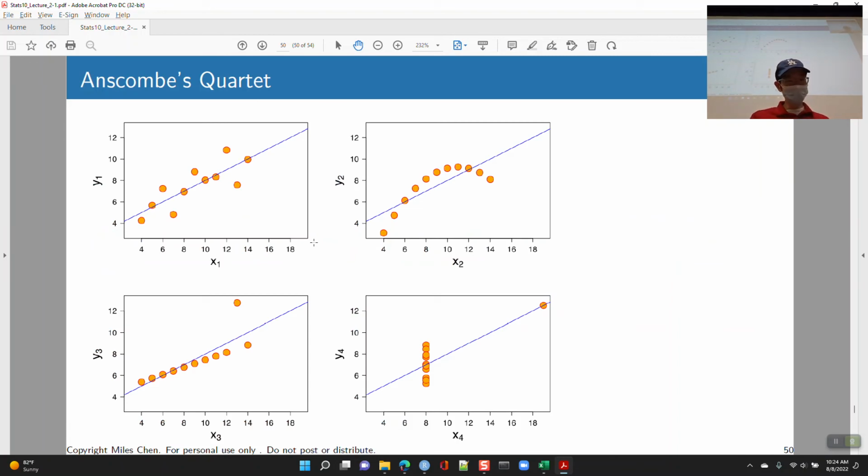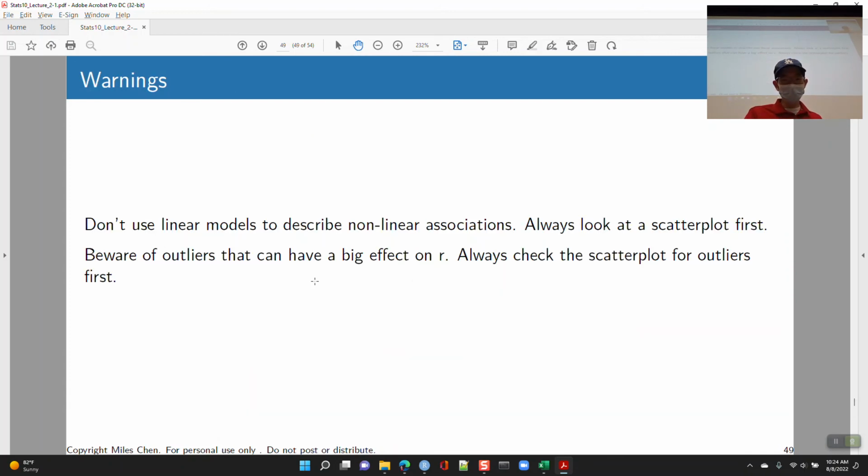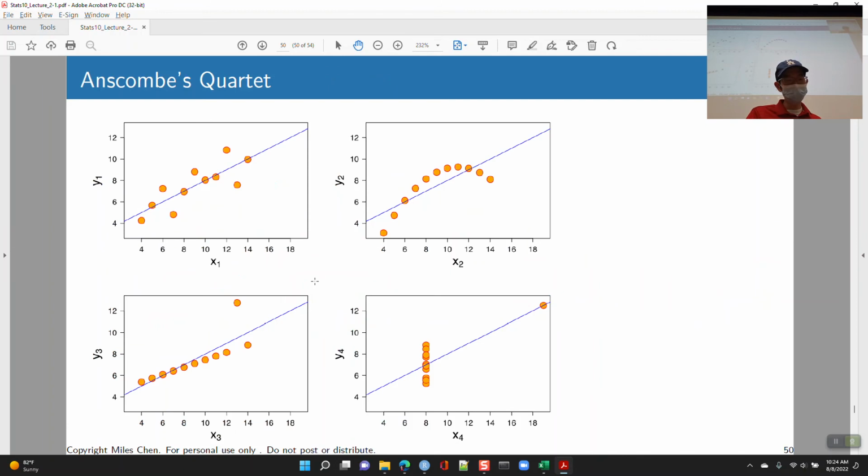This is what we call Anscombe's Quartet. You can look this up on Wikipedia as well. I think this is where I took this picture. These are 4 different data sets. And if you look at only the summary statistics, what's the mean of x, what's the mean of y, what's the standard deviation of x, what's the standard deviation of y, what's the correlation between x and y, what's the linear regression line, all 4 data sets have the same values.